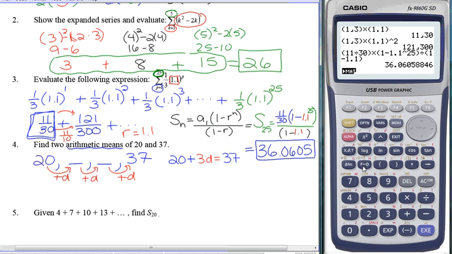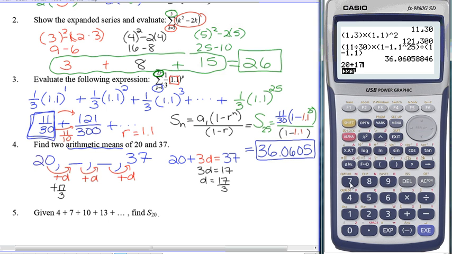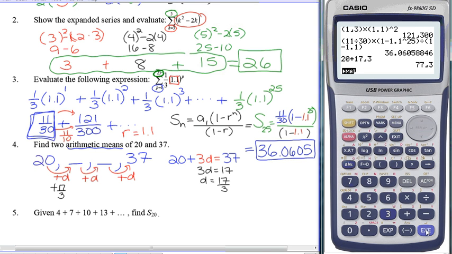plus 3 of my d's have to make me get up to 37. I can then solve this equation by just using plain old algebra. I'll subtract 20 from both sides, and then I'll divide both sides by 3, and I get my d is 17/3. So now I'll come back to my pattern, and I'll add 17/3. You can use your calculator to do that if you want to. 20 plus 17/3 is 77/3.